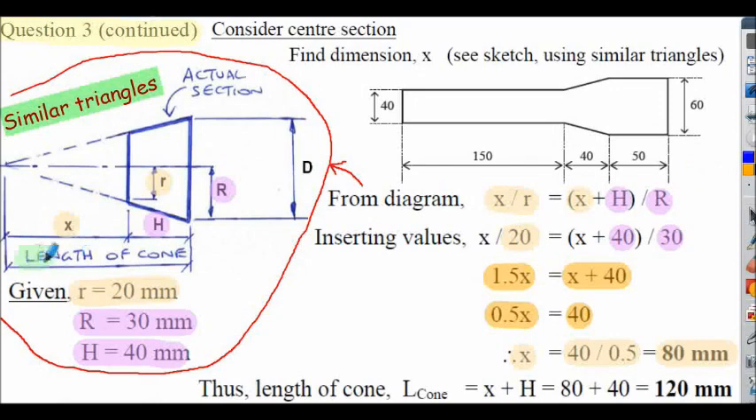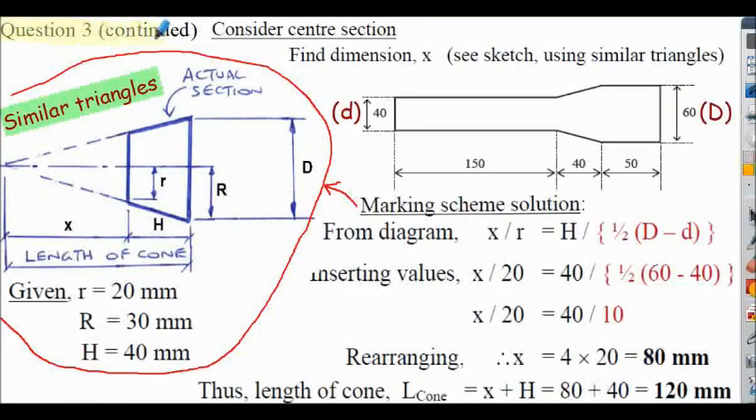And the length of the cone shown in this diagram is calculated by adding the value of x to the value of h, so the length of the cone is 120 millimeters. I should say in the marking scheme there's a slightly more concise solution to finding x, involving slightly less transposition, but I produced this solution before reviewing the marking scheme, so I'll let you look at the marking scheme for the more concise solution.